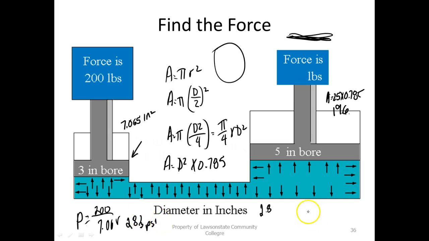Then what I'm going to do is take that 28.3. So my force over here is going to be equal to 28.3 PSI times 19.6. So how much force could we generate over on the right-hand side with 200 pounds of force on the left-hand side?